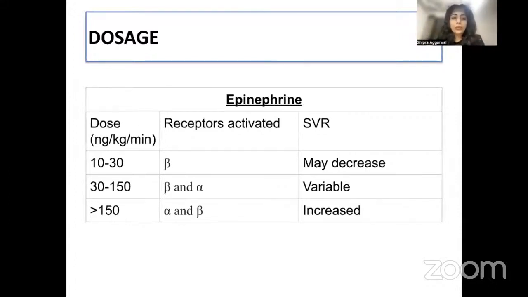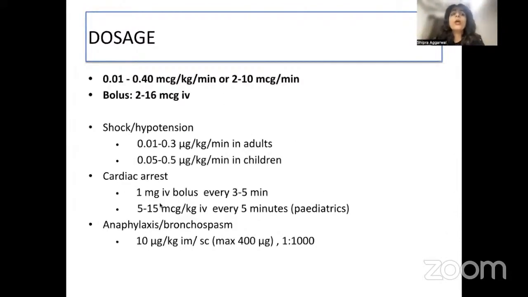So the dose of the epinephrine will be 10 to 30 nanograms per kg per minute, when it will mainly act on the beta receptors, and it is considered to be the low dose of adrenaline. On moderate doses of 30 to 150 nanograms per kg per minute, it will act on predominantly beta receptors and mildly on the alpha receptors. But on higher doses of more than 150 nanograms per kg per minute, the alpha action will predominate. The dosage is 0.01 to 0.4 mics per kg per minute or 2 to 10 mics per minute. If used as a bolus, it can be used in the dose of 2 to 16 mics IV.